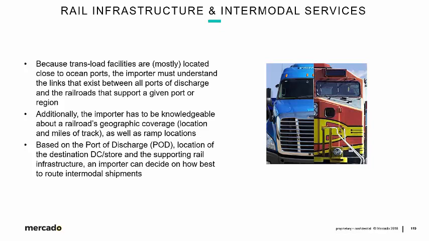Second bullet. Additionally, the importer has to be knowledgeable about a railroad's geographic coverage, the location of the railroads, and miles of track. And of course, ramp locations at the origin rail ramp and the destination ramp. Proximity to ocean ports for the origin ramp, proximity to customers at the destination ramp.